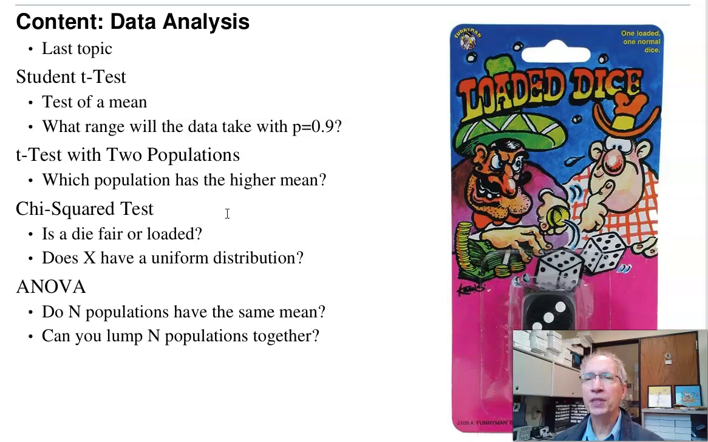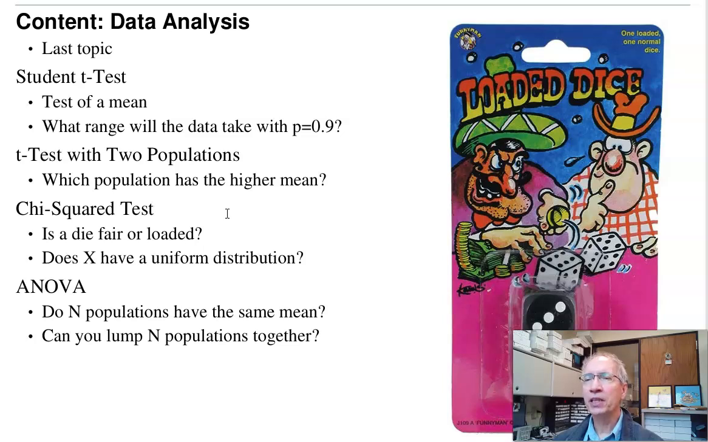Finally, at the end of the semester, we'll look at data analysis. With data analysis, I collect data and I want to analyze it, and there's a couple ways to do that. There's actually thousands of ways to analyze data. In this class, we'll look at 3 different tests: a t-test, chi-square test, and f-test, or analysis of variance. A t-test is a test of a mean. We'll start with looking at a single population.